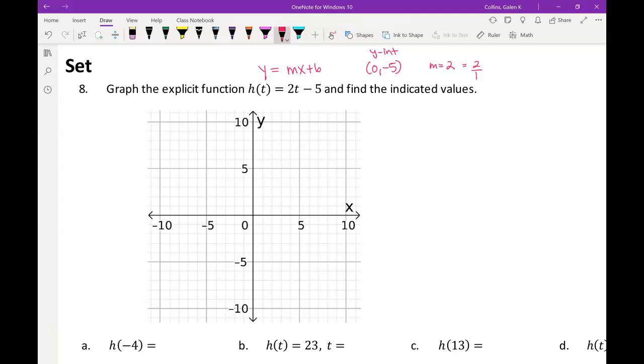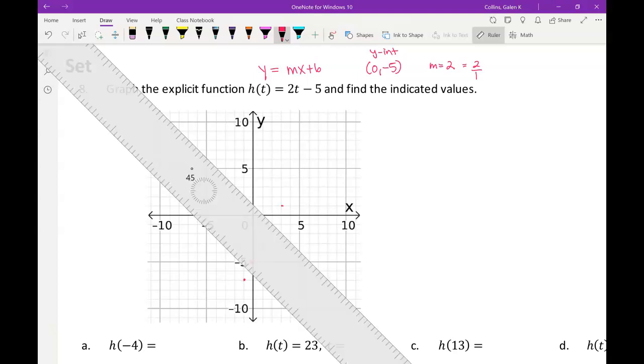All right, so on my graph, I want to come down to negative 5 and put a nice point there on the y-axis at 0, negative 5. And then I could use my slope by going up 2 over 1. And I could continue to do that, or I could go back down 2, backwards 1.